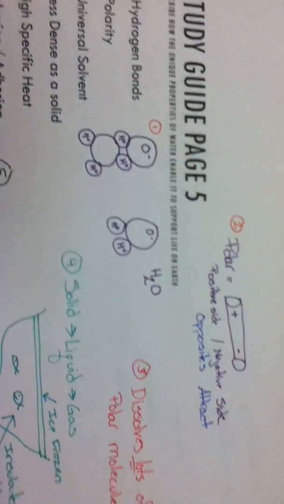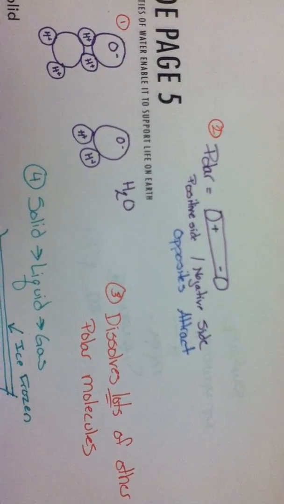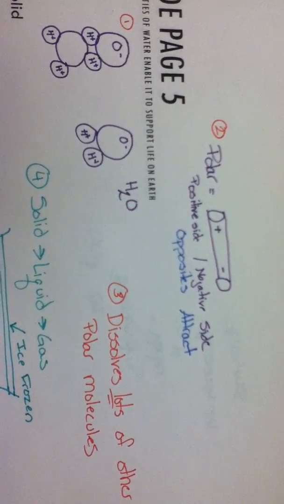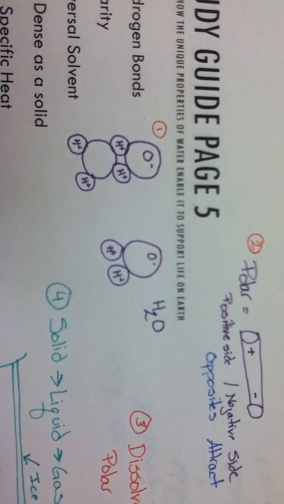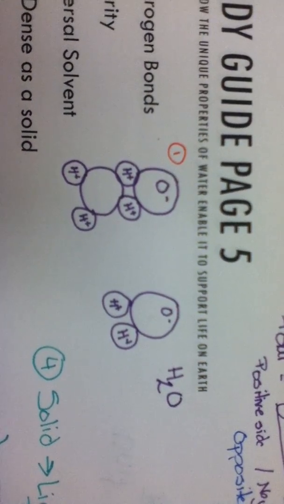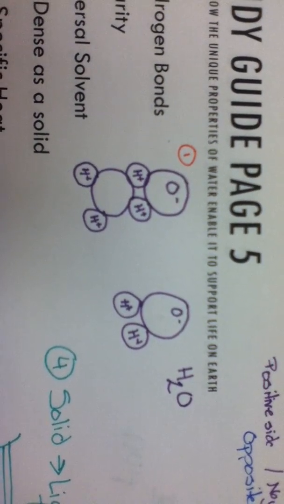The second thing is polarity. To be polar simply means that you have a positive side and a negative side. It also means that opposites attract. So like you can see in our water molecule over here, the slightly positive hydrogens are attracted to the slightly negative oxygen molecule.